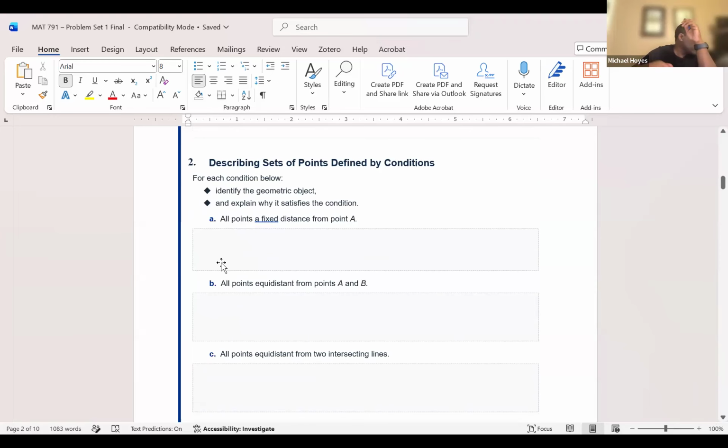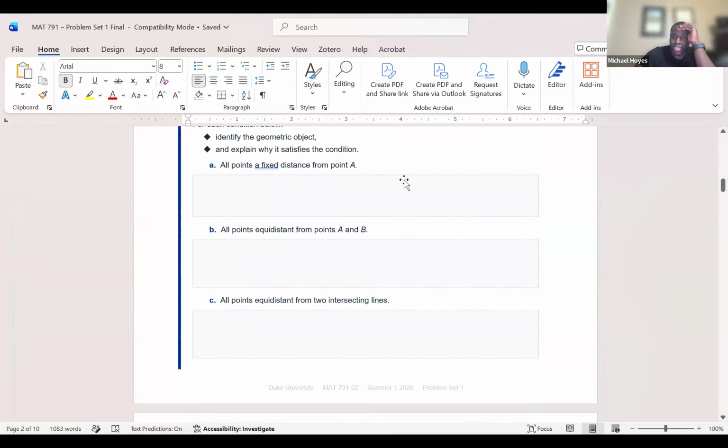And then here you're given some conditions and you need to describe what the object it's defining is. So here's some locus and what is that essentially? And then why does it satisfy that condition essentially? So what is this explaining of all points from a fixed distance? Are all points equidistant from 2 points? All points equidistant from two intersecting lines? Ideally, they're all things we've actually said very explicitly in class, all three of these.